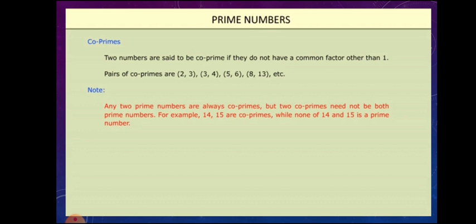Co-primes. Two numbers are said to be co-prime if they do not have a common factor other than 1. Pairs of co-primes are 2 and 3, 3 and 4, 5 and 6, 8 and 13, etc. There is also a note here. Any two prime numbers are always co-primes, but two co-primes need not both be prime numbers. For example, 14 and 15 are co-primes, while neither 14 nor 15 is a prime number.